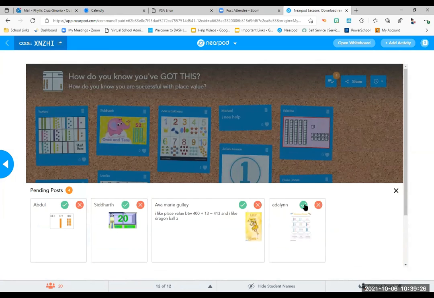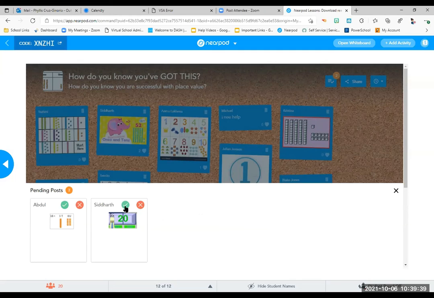Ooh, there's one from Julian. Here's Adeline's. I love your examples. I like place value. And she's giving me 400 plus 13 is 413. That's right. And I like Dragon Ball Z too. Me too. And that's one way to help you remember how to expand or explode a group of tens. Here's Siddharth's. Oh, I like your example, sir.